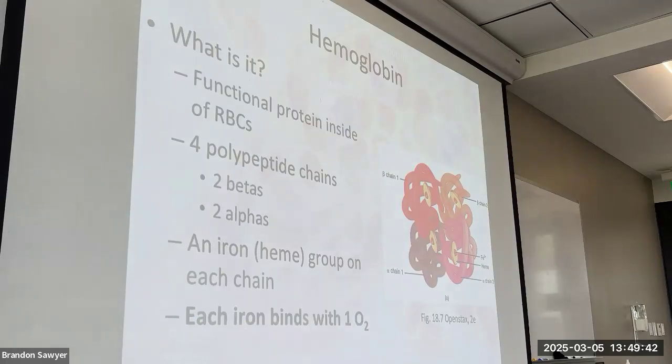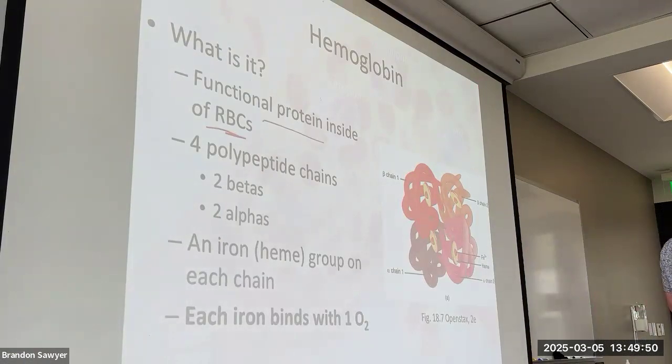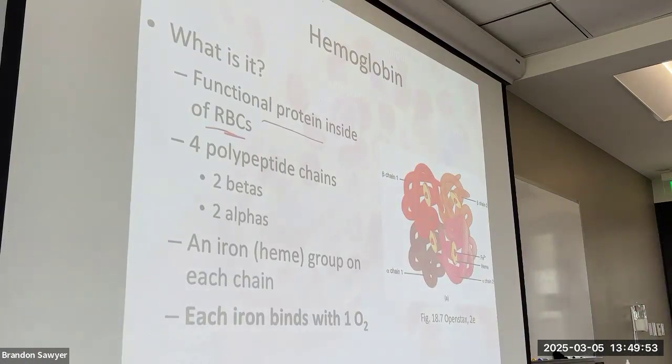So hemoglobin is a functional protein that is inside of all of our red blood cells. Okay. It has 4 polypeptide chains, so 4 strings of amino acids come together, right? They're called the 2 beta chains and 2 alpha chains. Okay, so we can see those there. Each of those has an iron group, or what's called the heme group, in the middle of that, right? So we can see that heme group in the middle of each of those 4 strings of proteins. Okay, and then each of those heme groups binds with 1 O2 molecule. So that's why we get the 4 oxygens per hemoglobin.